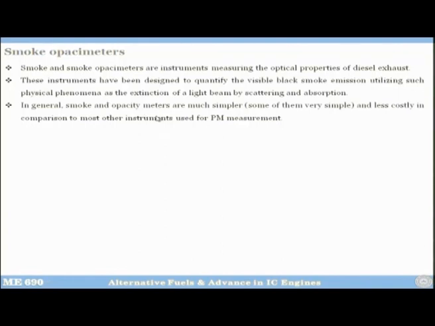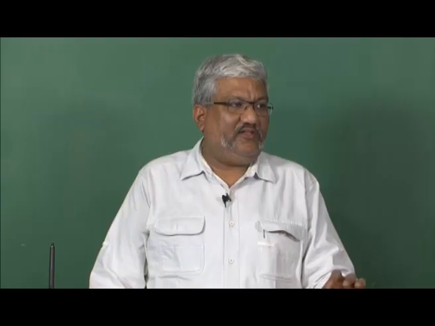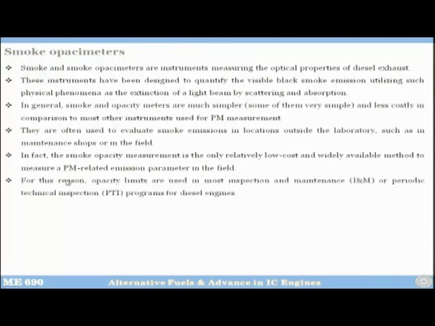and you can still manage reasonable measurements. They are often used to evaluate smoke emissions in locations outside the laboratory, such as in maintenance shops or garages or in the field, and they can give you valuable information about the functioning of the engine. In fact, smoke opacity measurement is the only relatively low cost and widely available method to measure a PM related emission parameter in the field. You do not do gravimetric measurement of particulate matter, PM, in the field. The only thing that you can do in the field is opacimeter measurement, smoke opacity measurement.